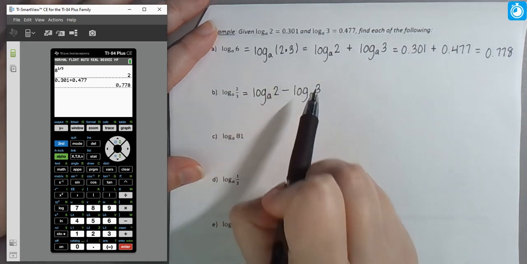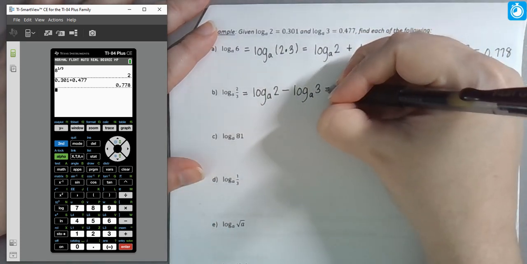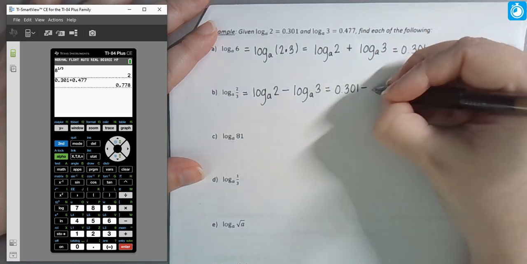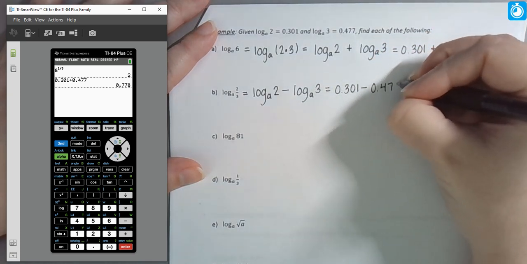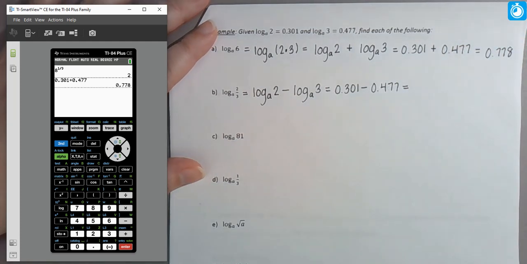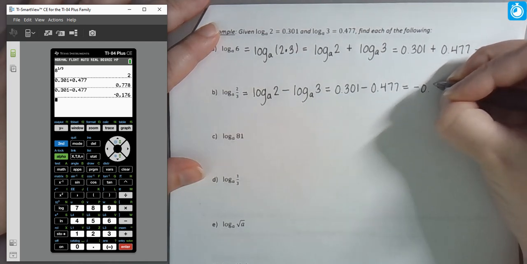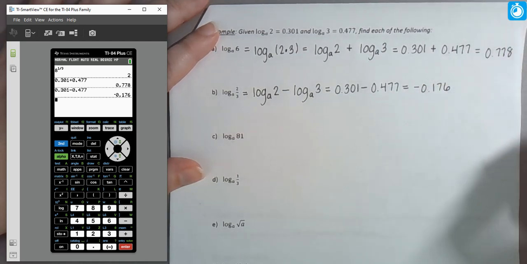And then again, these two are values I've been given. So that's going to be 0.301 minus 0.477. And again, I can go to the calculator. So 0.301 minus 0.477. That's going to give me negative 0.176.